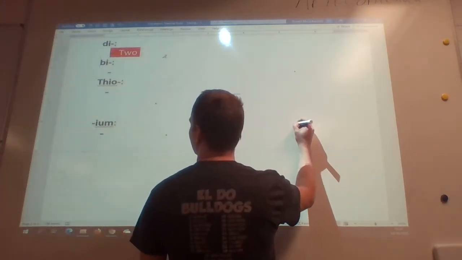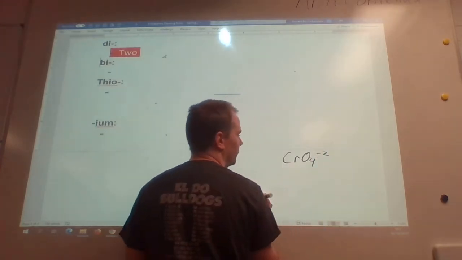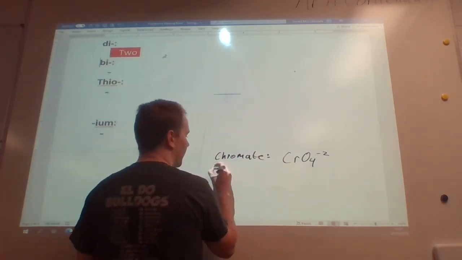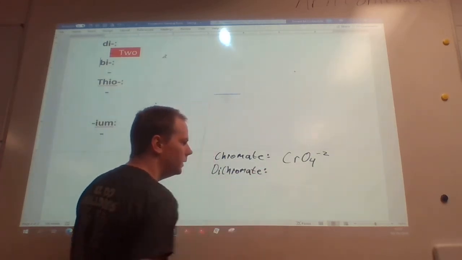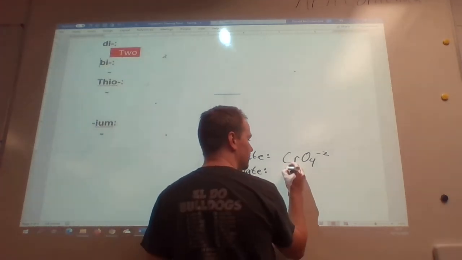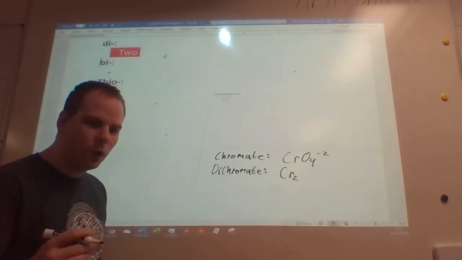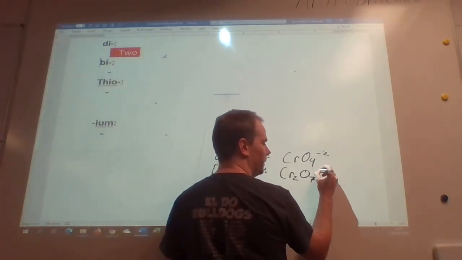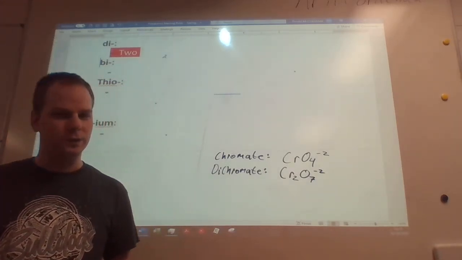So chromate is CrO4 negative 2. And that's going to be chromate. Dichromate, the obvious is Cr2, because that's what the di tells us. But the oxygen, unfortunately, doesn't quite follow the same rule, which is a little annoying. It's O7, but the same charge. So dichromate is one of those slightly odd ones you're going to have to pay attention to.